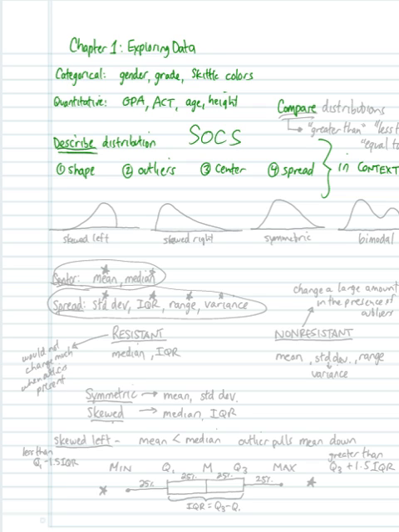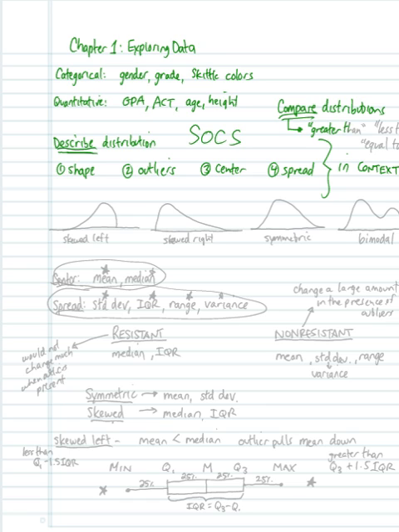So let's go through each one of these 4 in detail here, starting with the shape. And as far as shapes go, I've got the 4 major shapes that you need to be familiar with. First of all, skewed left, which of course means that the distribution is pulled to the left, or that there are outliers on the left. So that's your skewed left distribution. Skewed right, on the other hand, is going to be pulled to the right, where your outliers are on the right-hand side. It's skewed right.